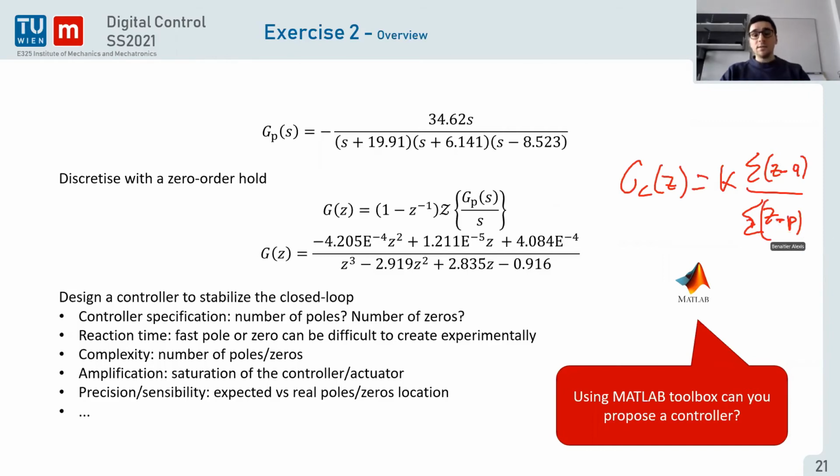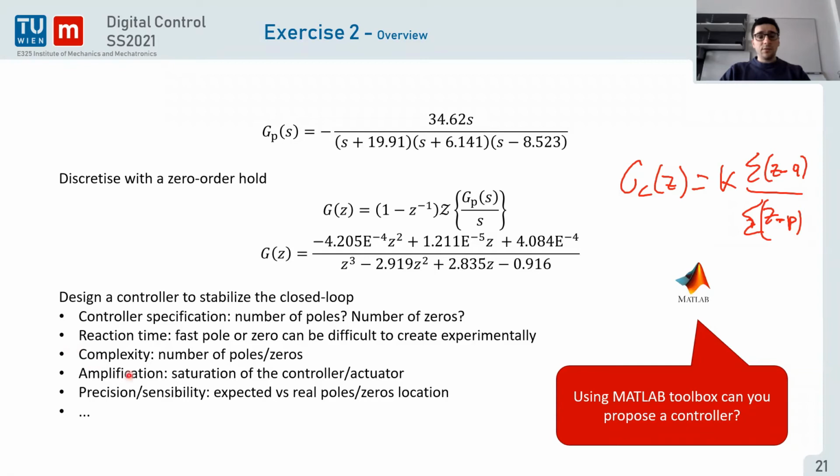And the question is, if you don't know how many zeros and how many poles you need, how could you design a controller so that you have some specifications? So probably you have a maximum number of zeros and poles. You want the system to be sufficiently fast, for example, so the rise time should be, I don't know, faster than 1 or 2 seconds.